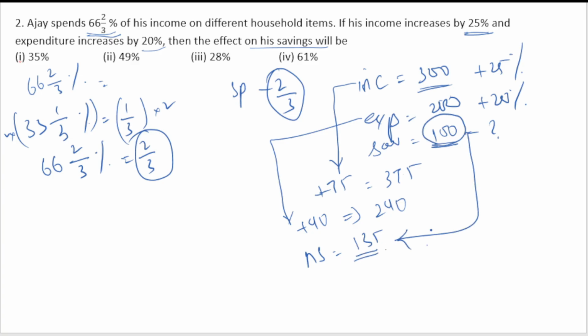There is an increase. And how much it is increased? It is 35. So, what is the percentage increase? Percentage increase is the increase divided by initial savings into 100. It is 35% increase. First option. Next one.